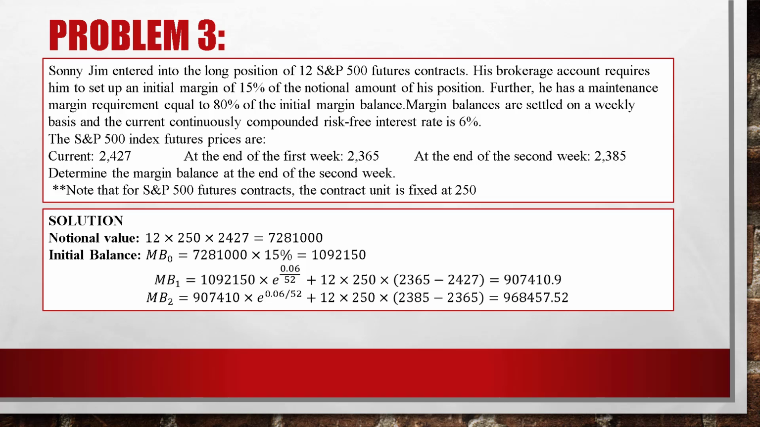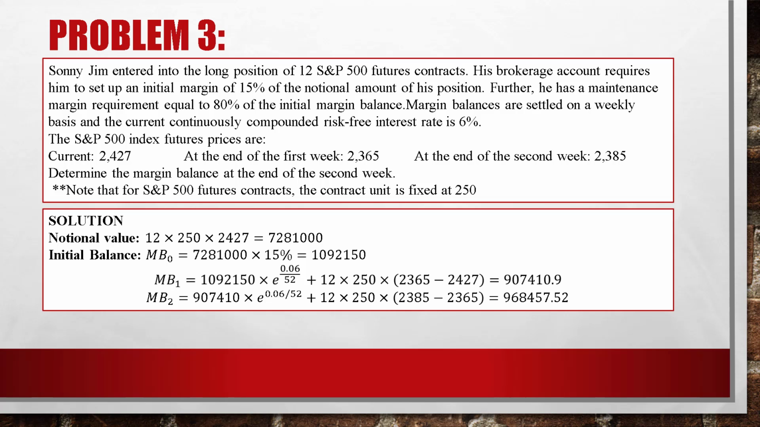And now the initial balance is 15% of the notional value. So we got 1,092,150. And then to apply the iteration, we get the margin balance at the end of the first week, which is 1,092,150 times e to the 0.06 over 52. Remember, 1 week is 1 over 52 of the year because a year has 52 weeks.